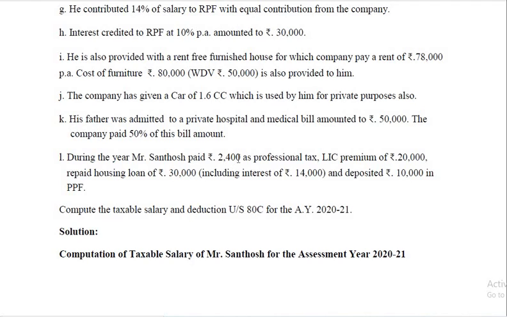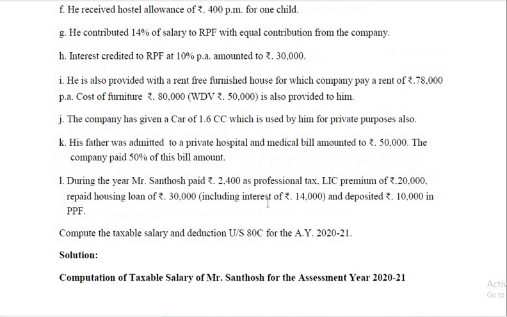During the year, Mr. Santosh paid 2,400 as professional tax. LIC premium 20,000 comes under 80C. Prepaid housing loan 30,000 is a combination of interest as well as principal. Only the principal amount will come under 80C, so 30,000 minus interest of 14,000, that is 16,000, is the principal considered under 80C. Deposited 10,000 in PPF, which also comes under 80C. Compute taxable salary and deduction under section 80C for the year 2021.